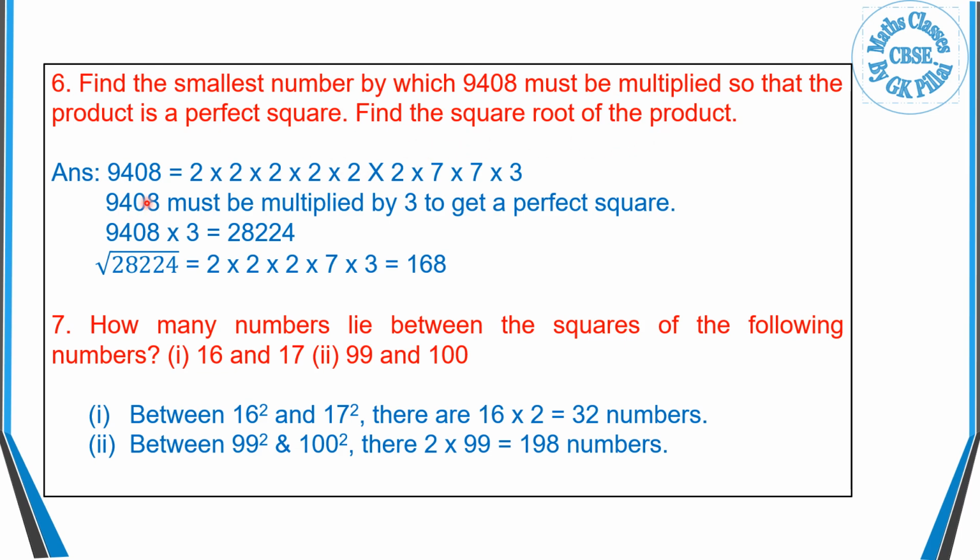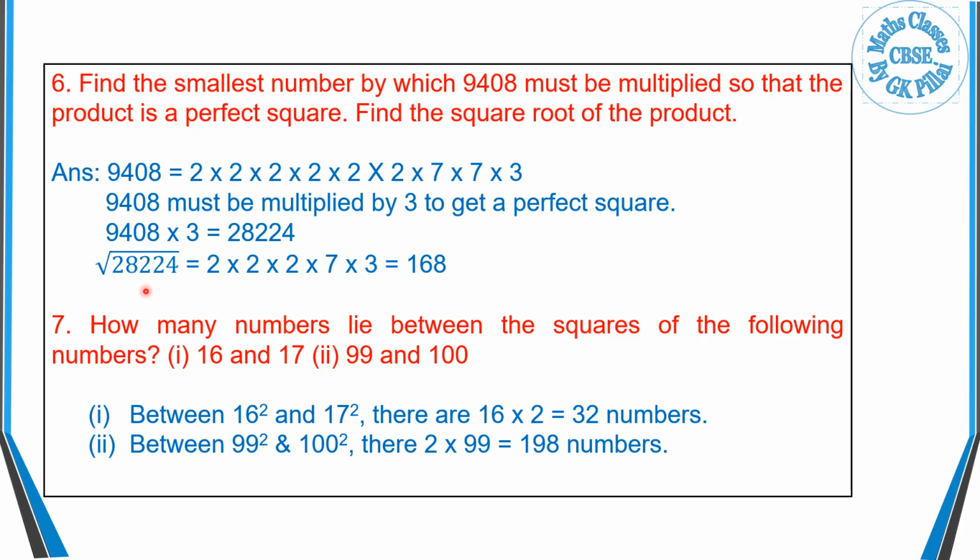9408, if you prime factorize, you will get this many factors. Here 2 is in 2, 2 and 2, these are in pairs. 7 is in pairs and 3 is not. So 9408 must be multiplied by 3 to get a perfect square number. So 9408 into 3 will be 28224.